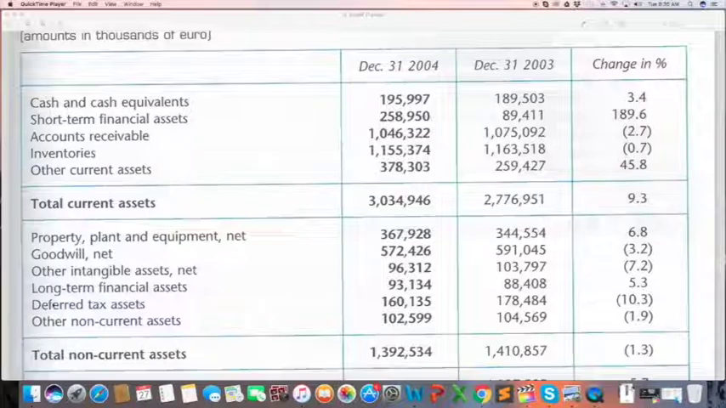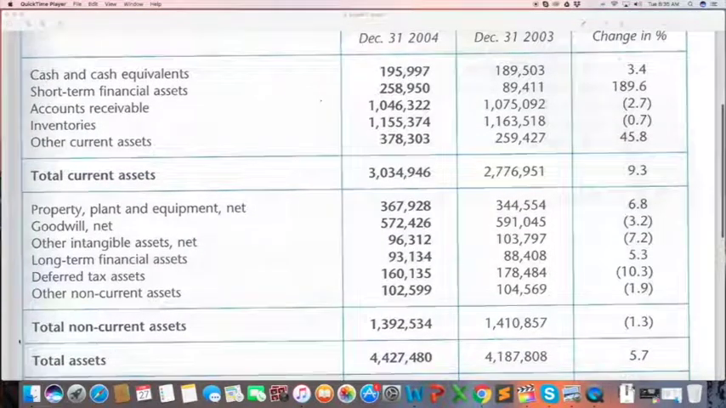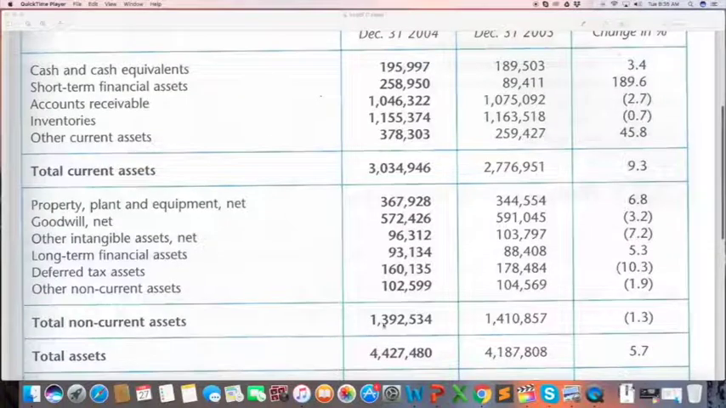Deferred tax assets. This one we didn't have in our example. It means impostos diferidos. Remember that tax always means impostos e não taxas, okay? Other non-current assets. And then we have the total non-current assets. The next account, total assets, that is simply the sum of total current assets and total non-current assets.